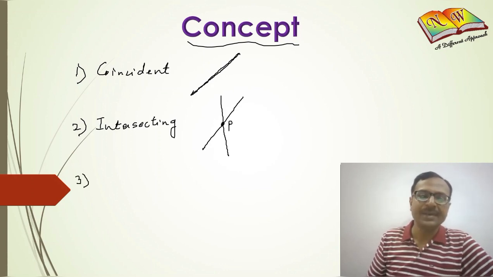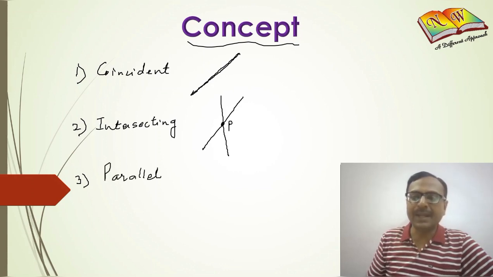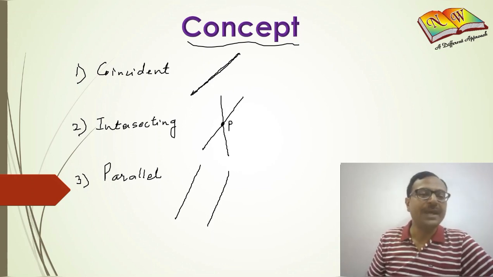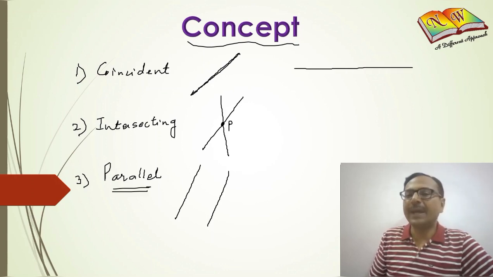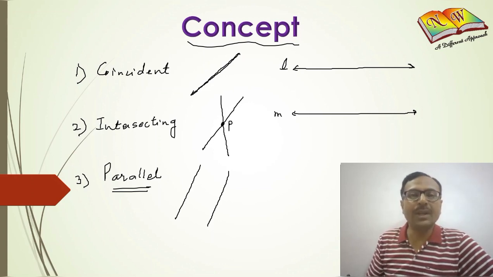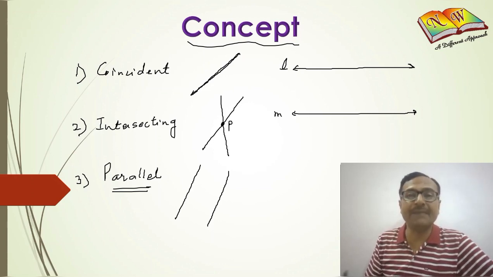And the third case is when the two lines are parallel. Parallel lines do not meet. So if you draw a line like this, you have to draw another line like this. If you produce these two lines indefinitely on both sides, they are not going to meet, and therefore they are called parallel lines. So if you have a parallel line L and another parallel line M, then these two lines will have equal distance between them at every point.